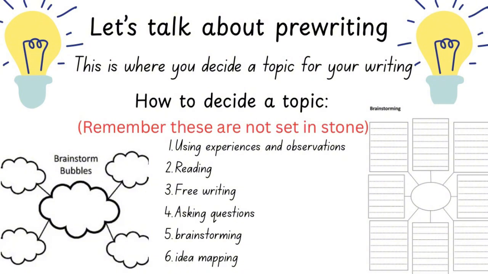And I have 2 little examples. We have brainstorm bubbles, which is kind of how idea mapping is set. And then we also have brainstorming, where your topic is in the middle, and then you have a list of things that you jot down.